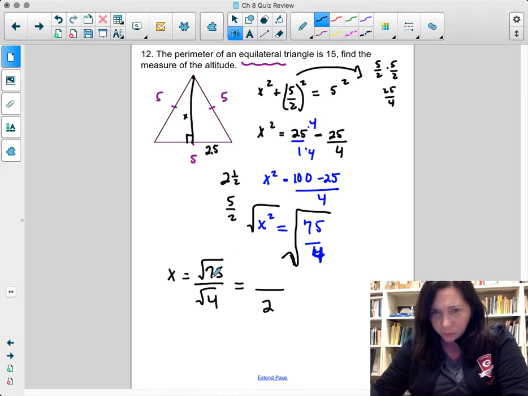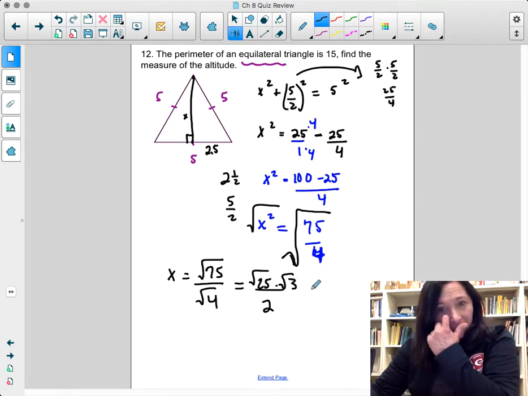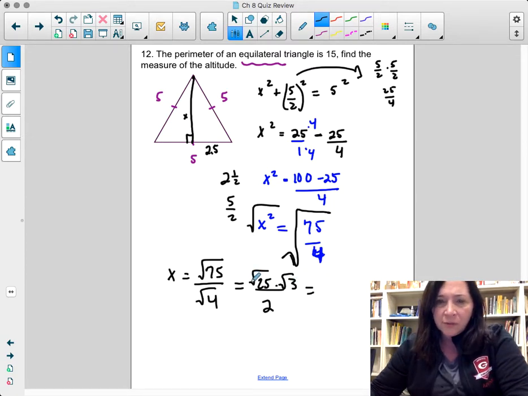But this, root 75, is going to be broken up into root 25 times root 3. So what that is going to equal is, square root of 25 is 5. So I have 5 root 3 all over 2. Yay. So there's my answer.